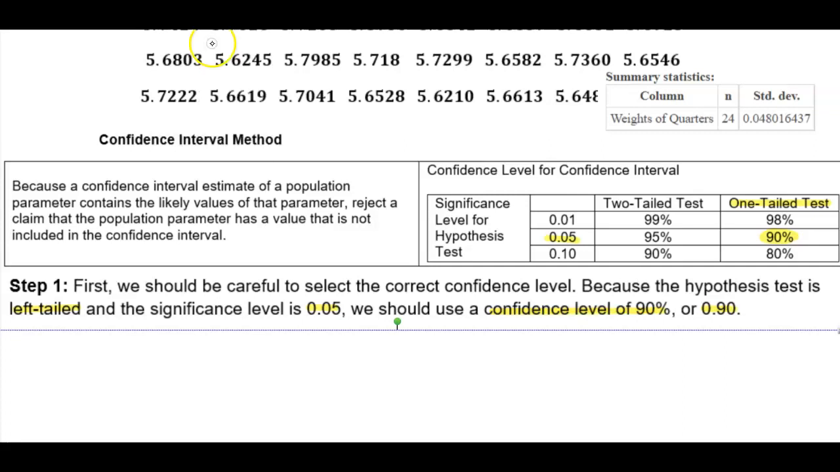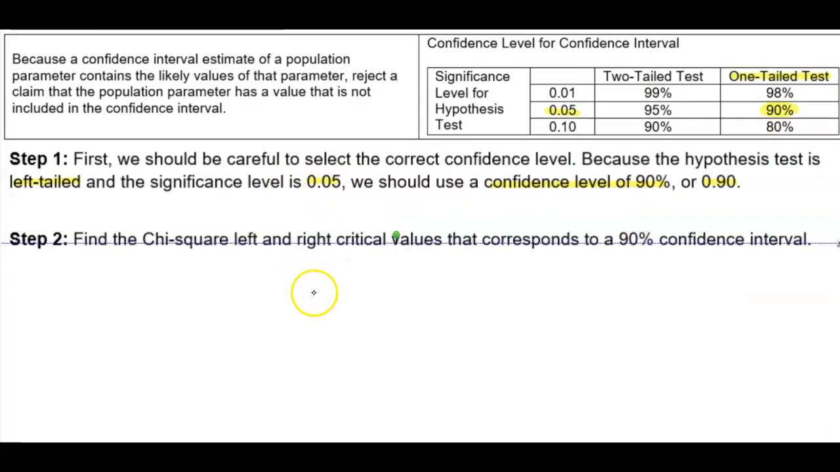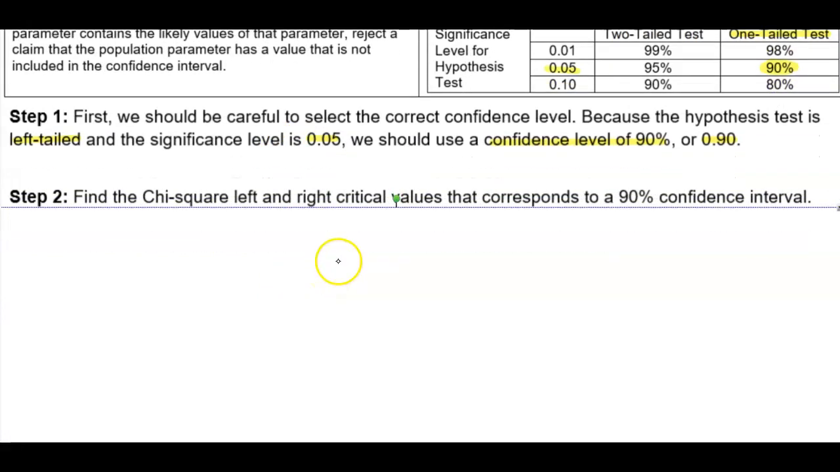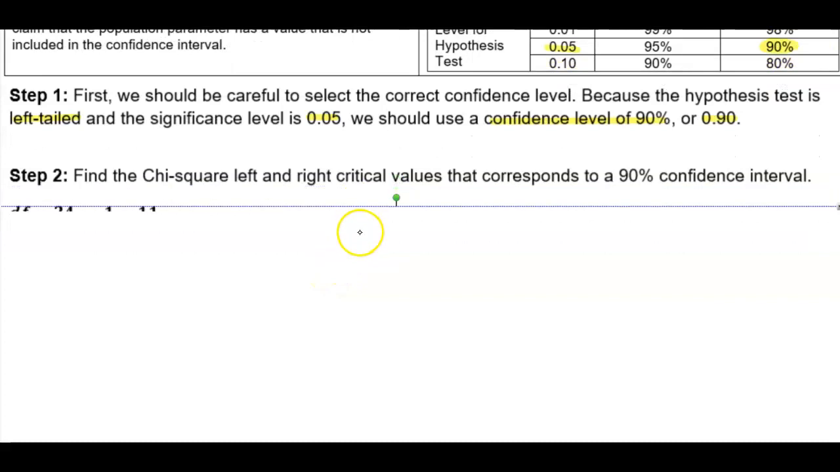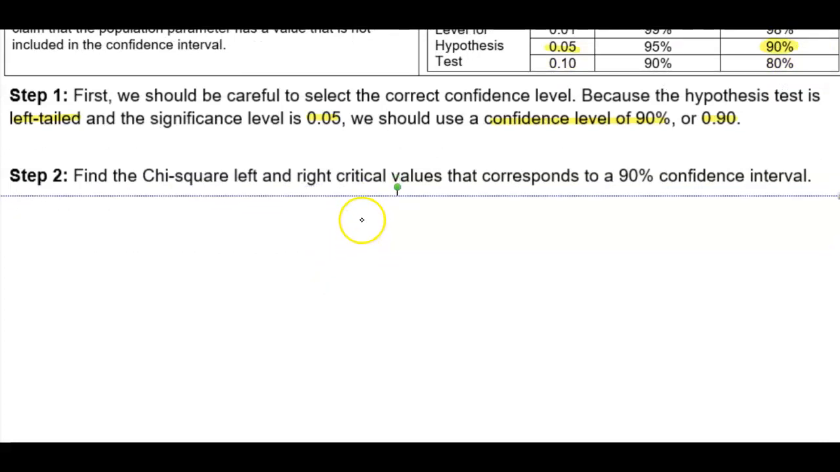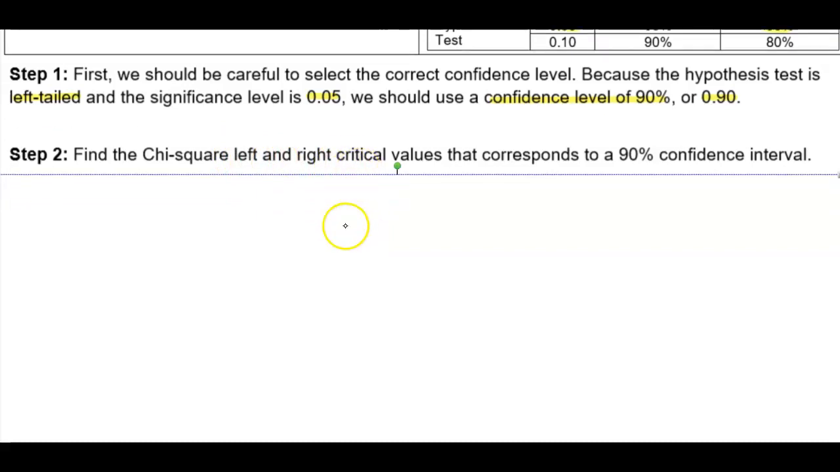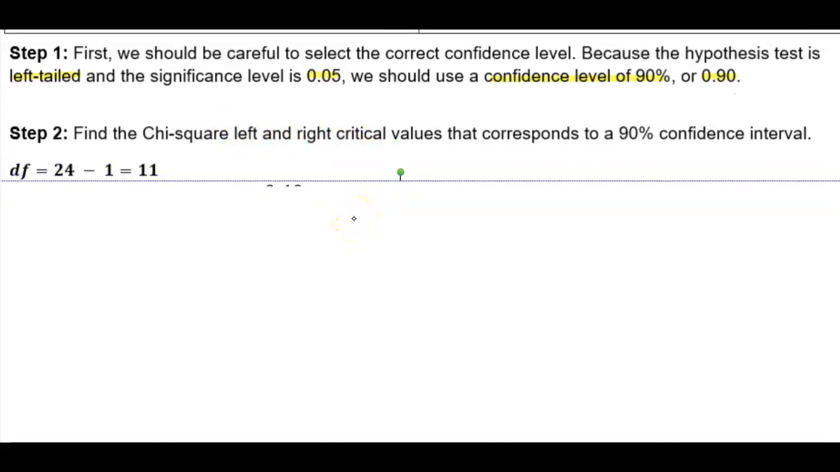So, now that we have that, we can proceed with the confidence interval method. We first need to find the chi-square left and right critical values that correspond to a 90% confidence interval, because in the formula, we need to know both the chi-square left value and the right critical value. So the first thing we need to do is take a look at the degrees of freedom. The degrees of freedom is 24 minus 1, which gives us 23.